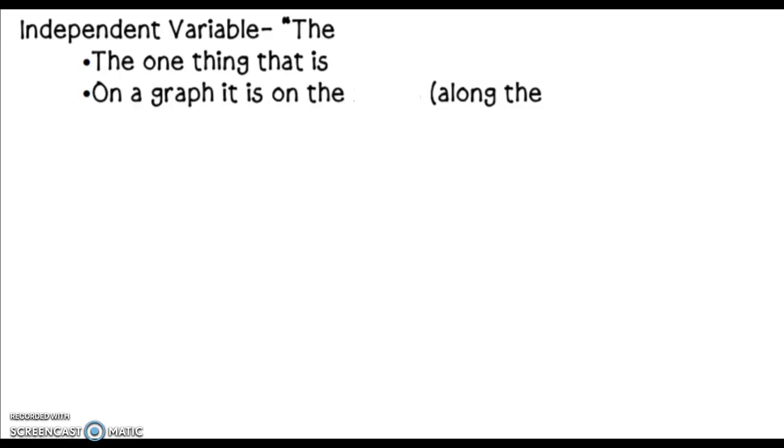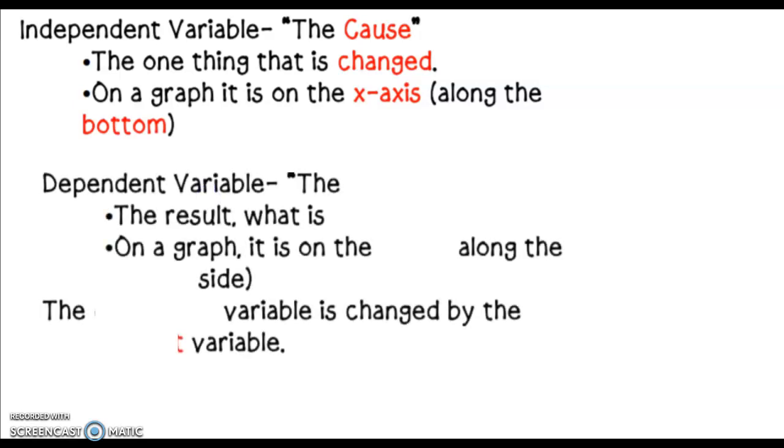An independent variable is considered the cause, the one thing that is changed. On a graph, it's on the x-axis, which is along the bottom side. A dependent variable is considered the effect. The result is what is measured. On a graph, it is on the y-axis, which is along the vertical side.